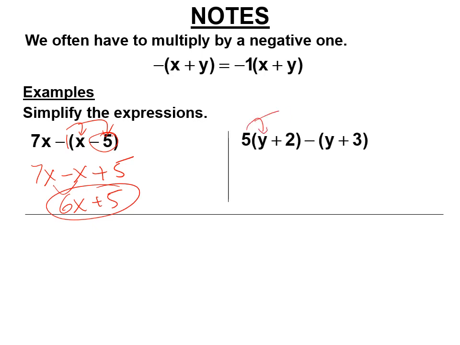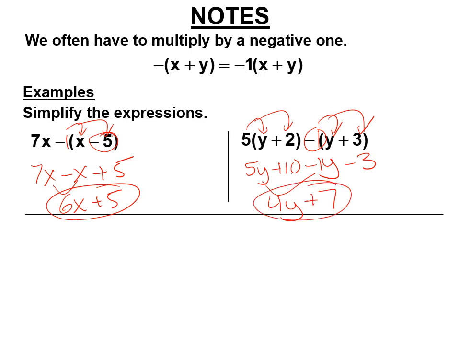Same thing here. So 5 times y, 5y. 5 times 2, 10. This group gets multiplied by negative 1. So negative y, and in the middle of a problem, you can write negative 1y. That's fine. I often do. And negative 1 times 3 is negative 3. 5y minus 1y, 4y. 10 minus 3, positive 7, right? So that becomes plus 7.